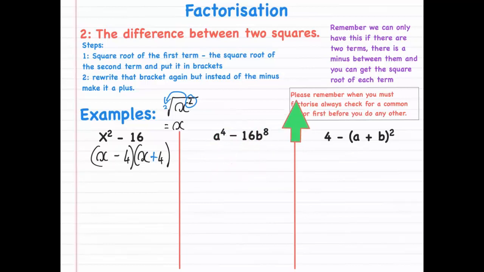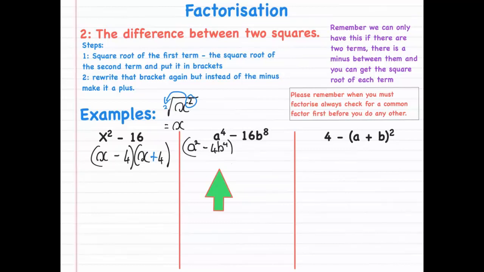Now here, again, we have a difference between two squares. There's no common factor, because please remember, when you must factorize, always check for a common factor first. There's no common factor between those two terms, but there's a minus. There are two terms, I can get the square root of that one, and I can get the square root of that one. So this is a difference between two squares. What is the square root of a to the power of 4? That will be a to the power of 2. Then we write that minus down, and we get the square root of 16b to the power of 8, which will be 4b to the power of 4.